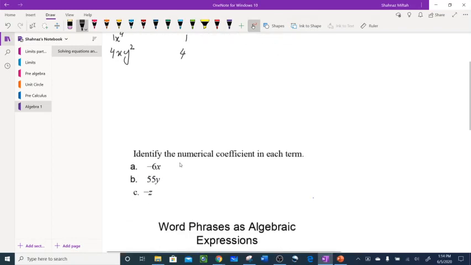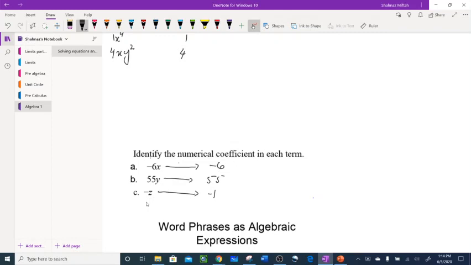Now, I have a question right there. Identify the numerical coefficient in each term. The numerical coefficient for this one is -6, because we have to keep the sign. This one's coefficient is 55. The coefficient of that is -1, because we don't see it, but there is an invisible 1.